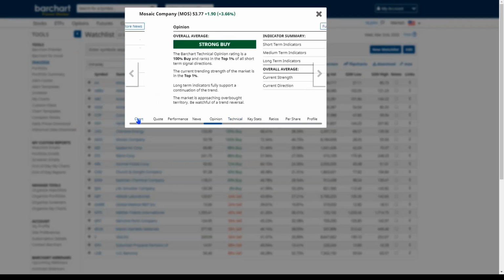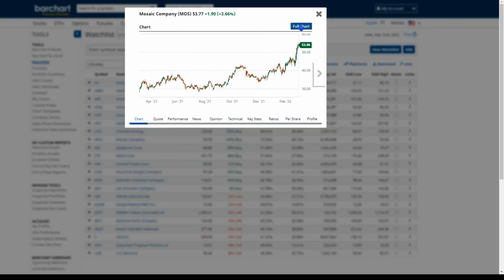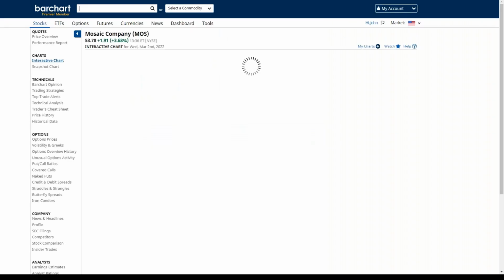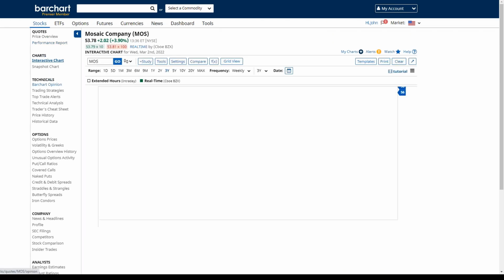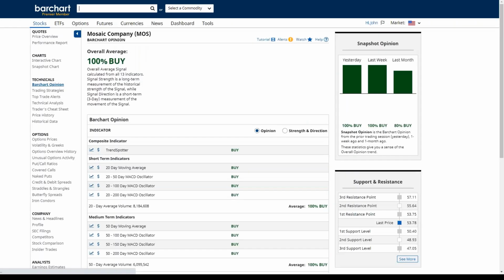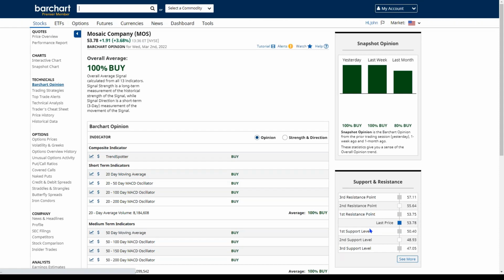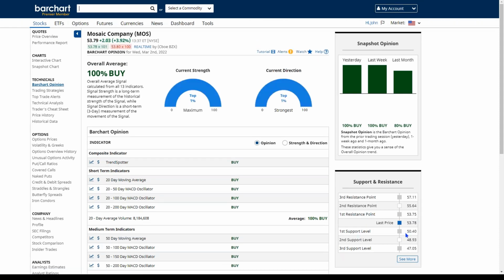So let's go back to our chart. We'll open our chart up. Actually, I made a mistake. Let's go back to our bar chart opinion. What's our support and resistance? Our support level is at 50.40, and current price, you can see, has already taken out the first resistance level. So we're going to set a second resistance level, 55.64.